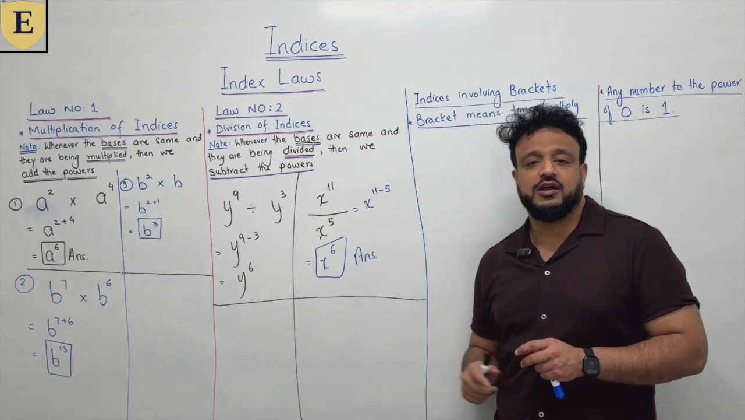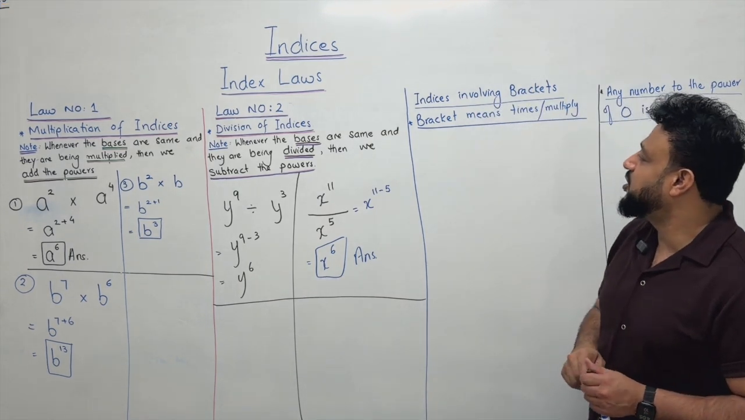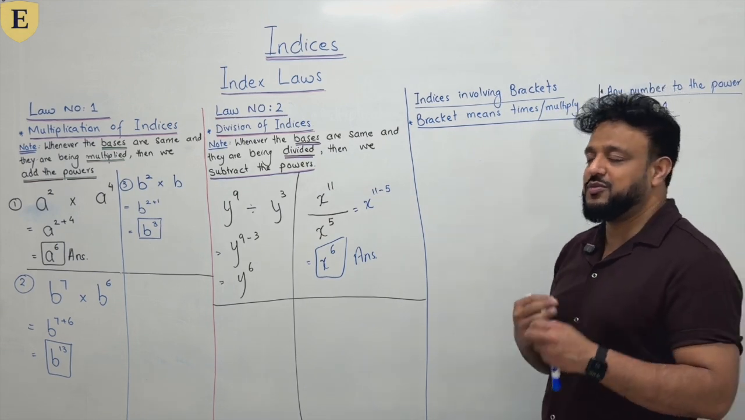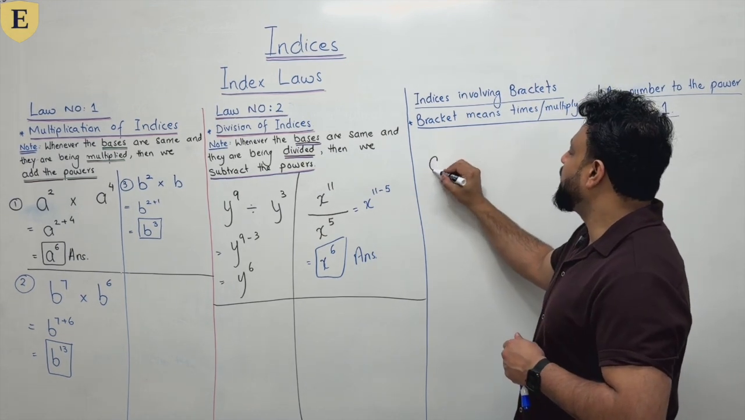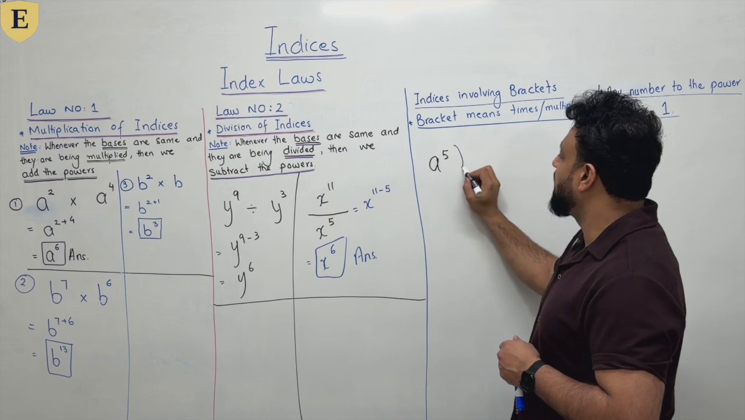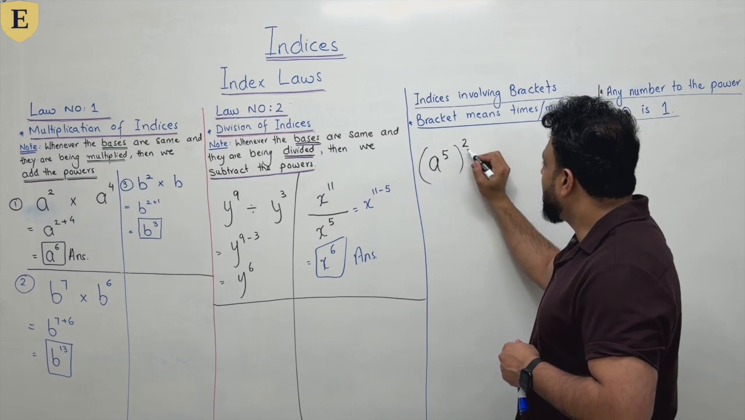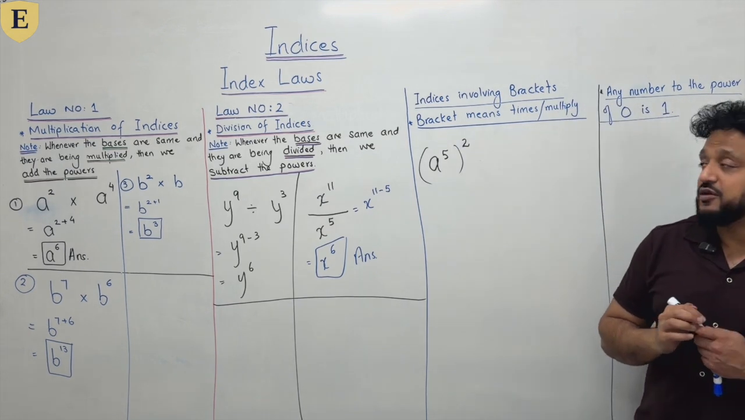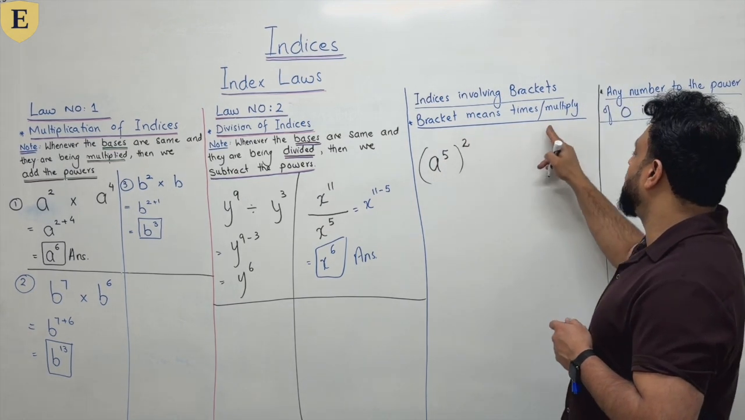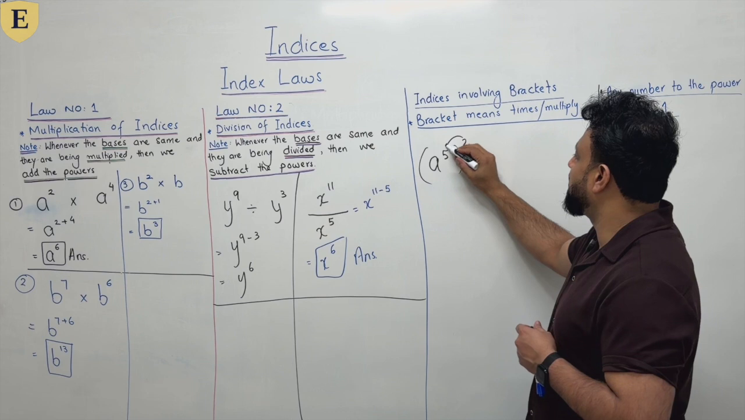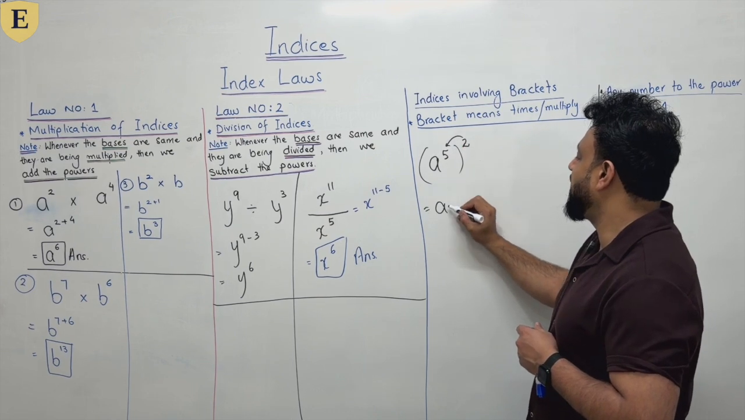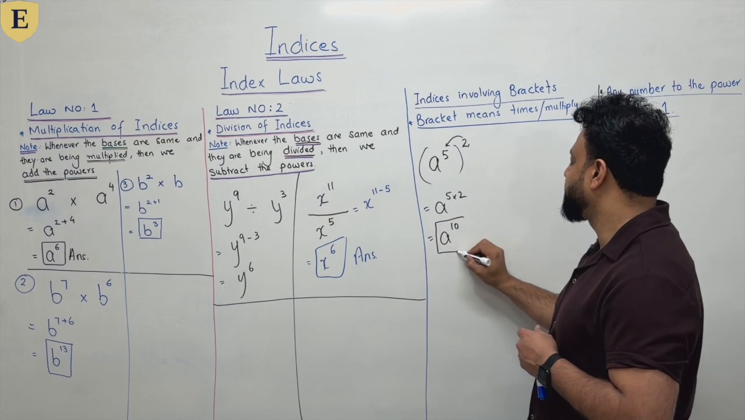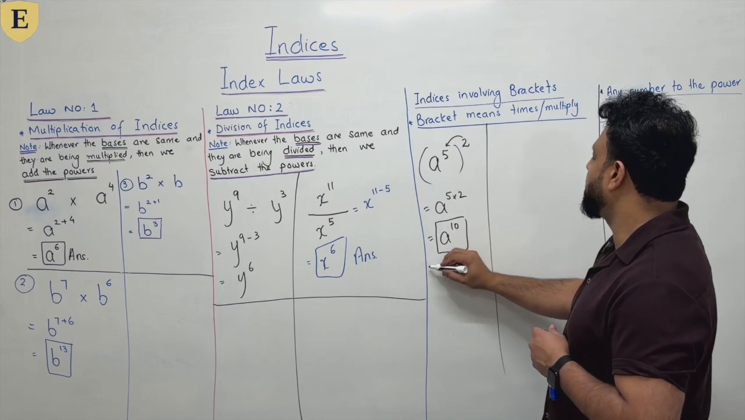Let's move on to the third thing, in which the indices have a bracket. So let me explain what I mean by that. If you've got a question that says a to the power of 5 in the brackets, and outside the brackets the whole thing is raised to the power of 2. Now I've written over here, brackets mean multiply. So what you will do is you will just multiply these two numbers. The answer will be a to the power of 5 times 2, which equals a to the power of 10.